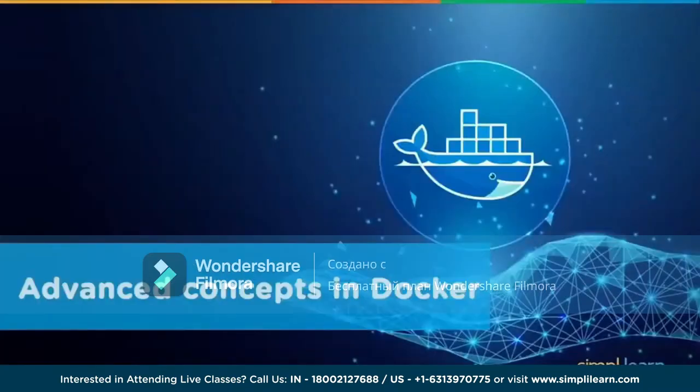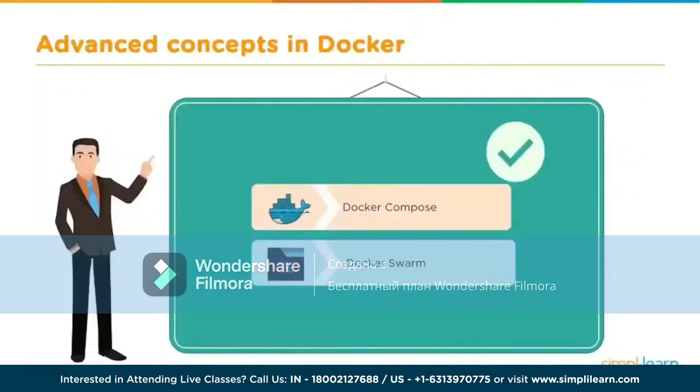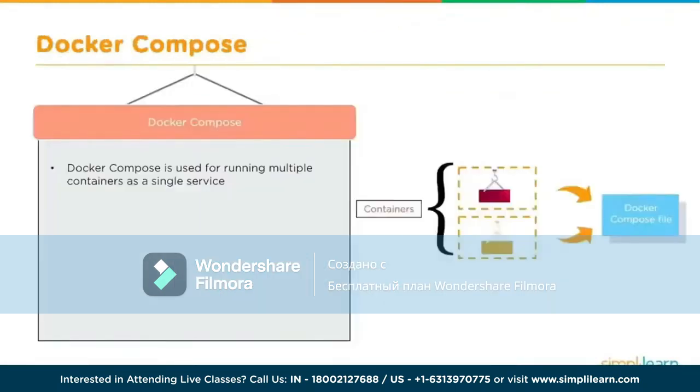So let's look at some of the more advanced concepts within the Docker environment. We're going to look at two advanced components: one is Docker Compose and the second is Docker Swarm. So let's look at Docker Compose. Docker Compose is designed for running multiple containers as a single service, and it does this by running each container in isolation, but allowing the containers to interact with each other.